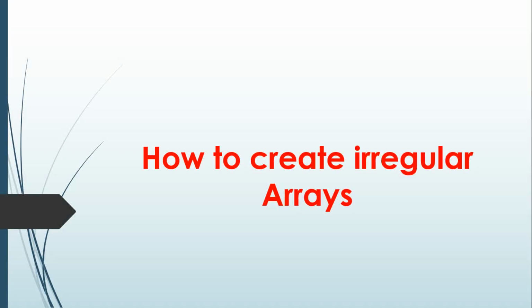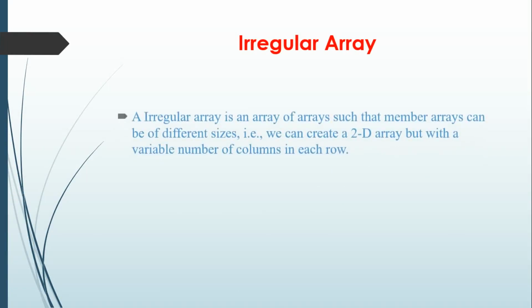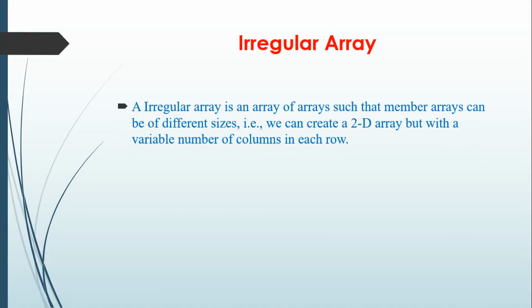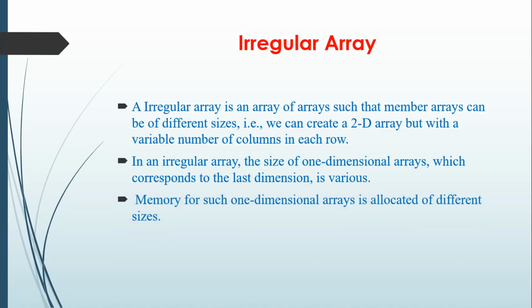about how to create irregular arrays. So what is an irregular array? An irregular array is an array of arrays such that member arrays can be of different sizes. That is, we can create a 2D array but with a variable number of columns in each row. In an irregular array, the size of the 1D array, which corresponds to the last dimension, is variable. Memory for such 1D arrays is allocated with different sizes. These types of arrays are also known as jagged arrays.